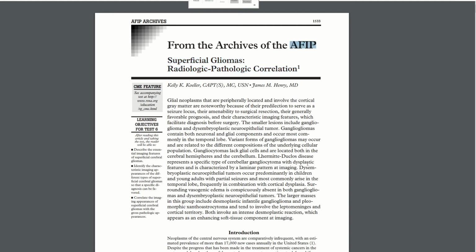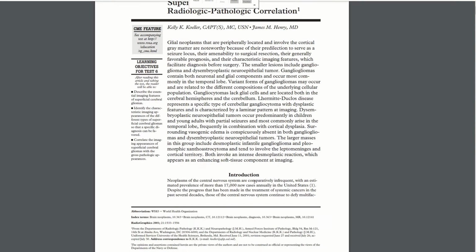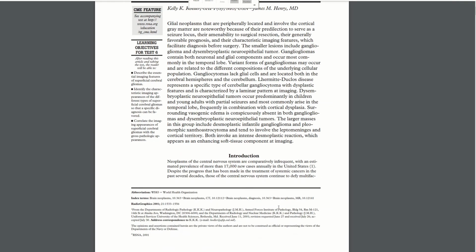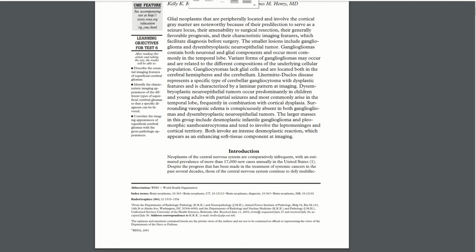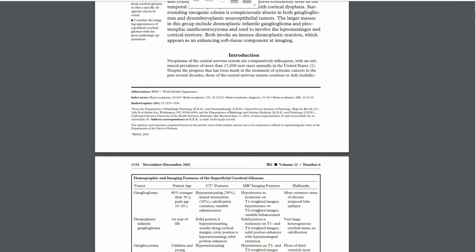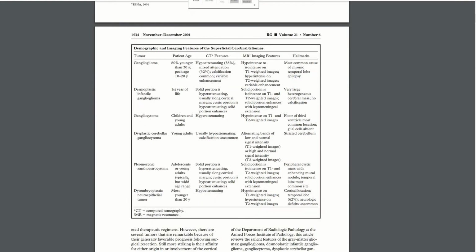So this is from AFIP, which is actually American. I'm not American, even though it is American, the Armed Forces Institute of Pathology, which is in America. So I was technically right. Anyway, we're going to discuss these things, and you'll be like, so boring.